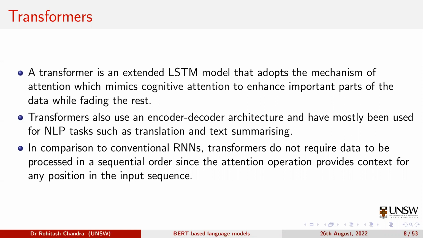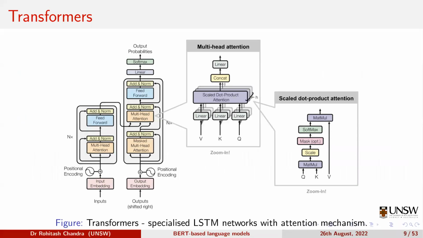In comparison to conventional RNNs, transformers do not require data to be processed in a sequential order, since the attention operation provides context for any position in the input sequence. And the transformer is quite a complex model with a lot of parameters when you compare it with the LSTM.